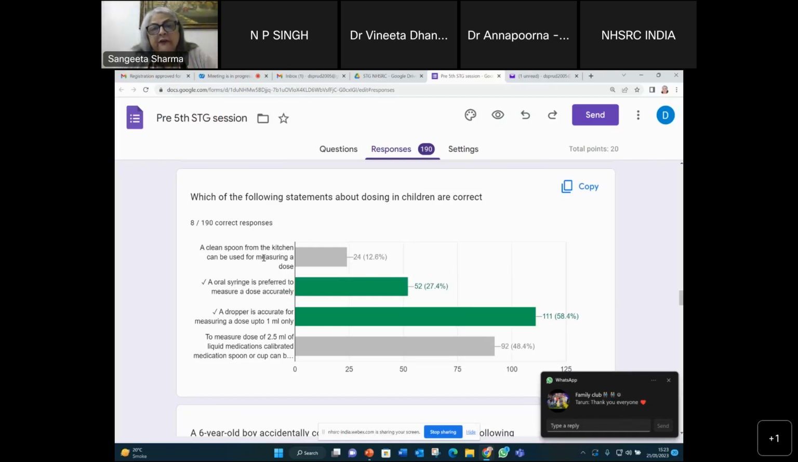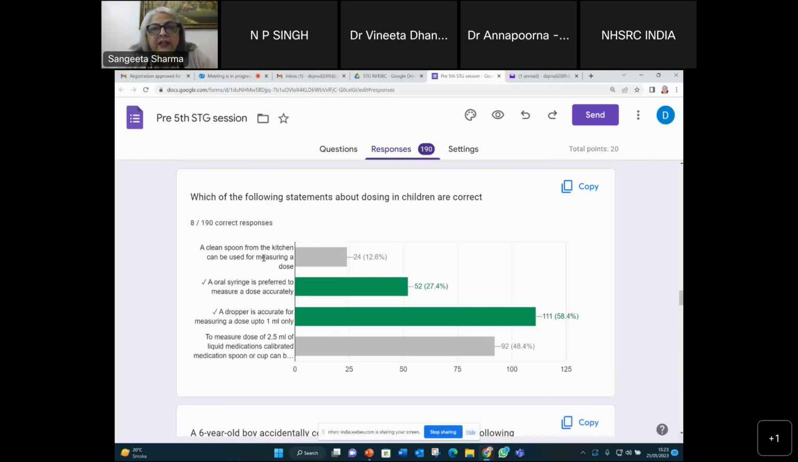Kitchen spoon should never be used for dosing in a child, because the size of the spoon can vary from 2 ml, 3 ml to 7 ml, 8 ml. Different households have different types of spoons. So as a practice, one should not be using a kitchen spoon as a measurement for the dose. And a dropper can be used accurately for a 1 ml dose only. If you have a dose beyond 1 ml, the dropper is also not adequate.